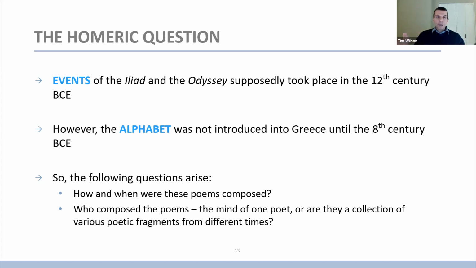So what happened? How did these stories form? How were they composed if there's this several century gap between the events that are described and when writing could be around to preserve the stories? So how and when were they composed? Were they composed, as I mentioned, just in the 8th century, or were they composed earlier and then transmitted? And who composed the poems? Was it someone in the 8th century? Was it a number of different people, and they were just fragments that were pulled together?